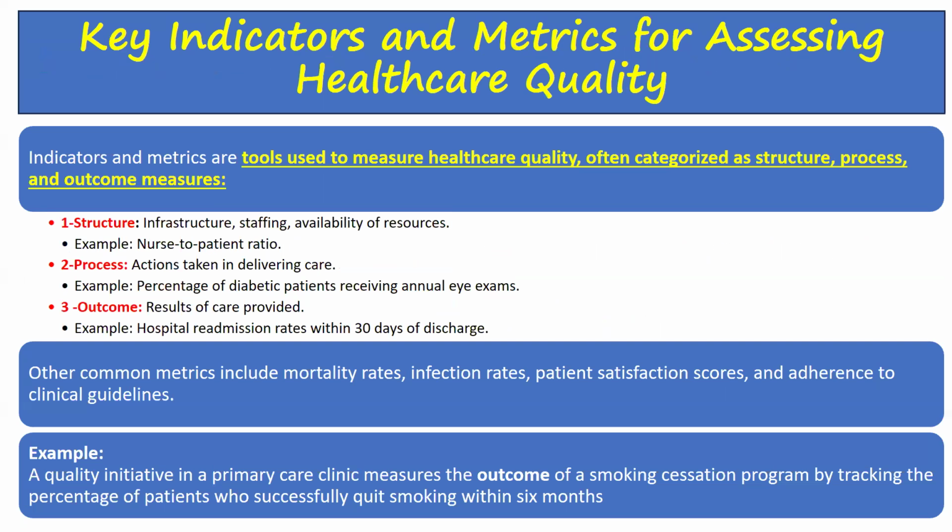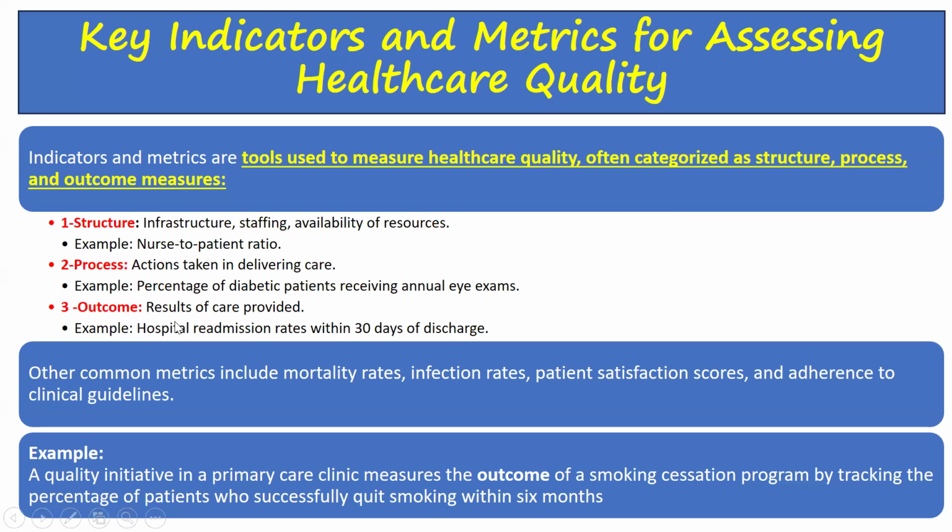Now, what are the key indicators and metrics for assessing health quality? If we want to measure quality, what are the standards? What is going to help us to know that there is quality in this hospital? So indicators and metrics are what? These are the tools used to measure healthcare quality, often categorized into three: structure, process, and outcome. So these are the three metrics that we can use to measure quality in any healthcare facility.